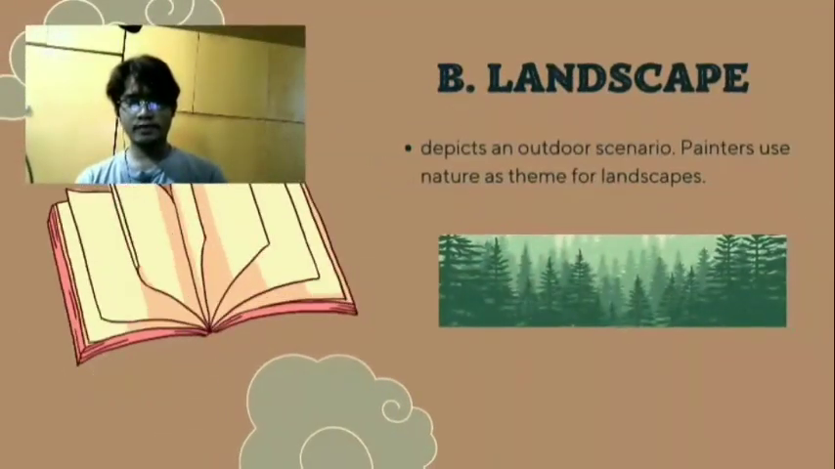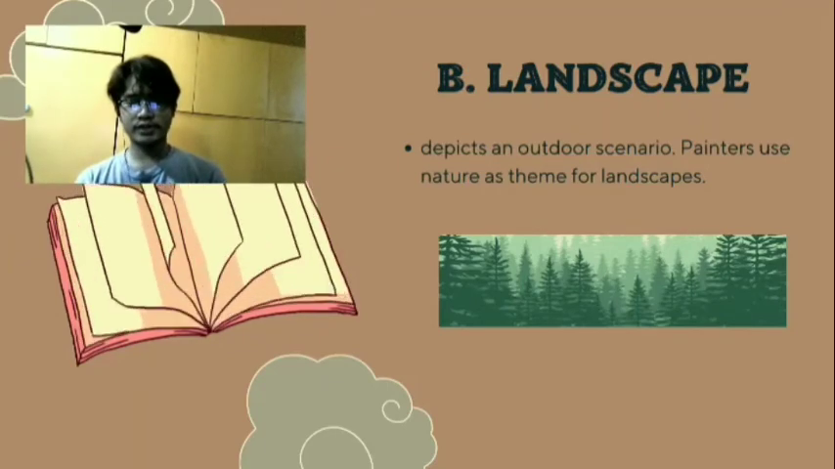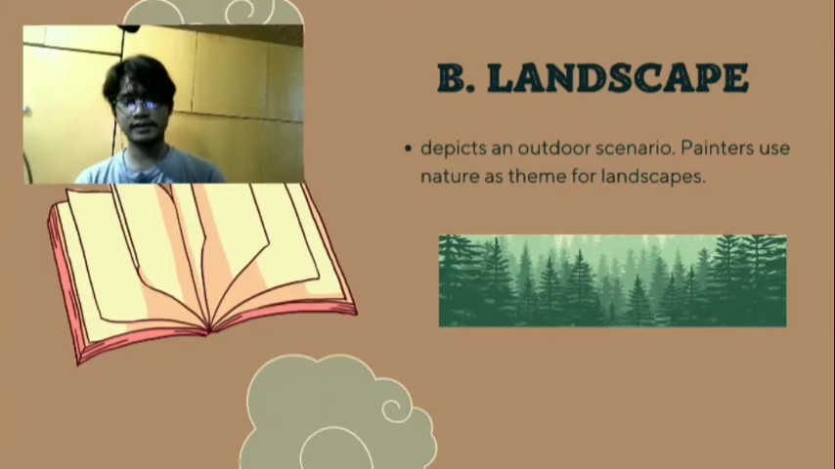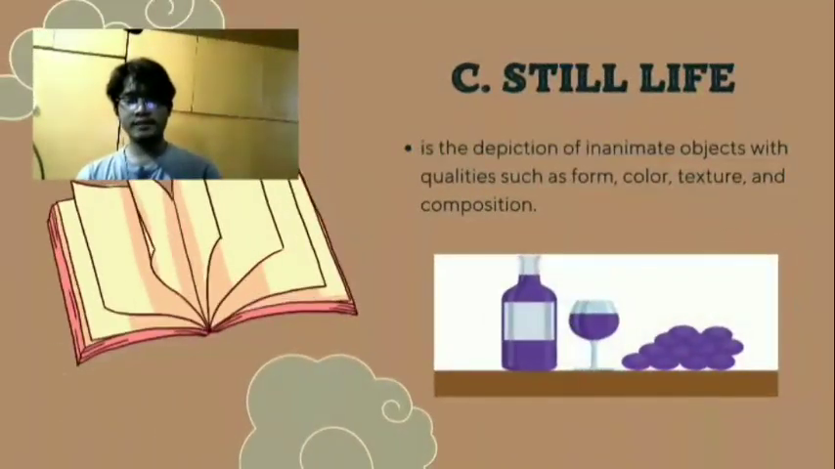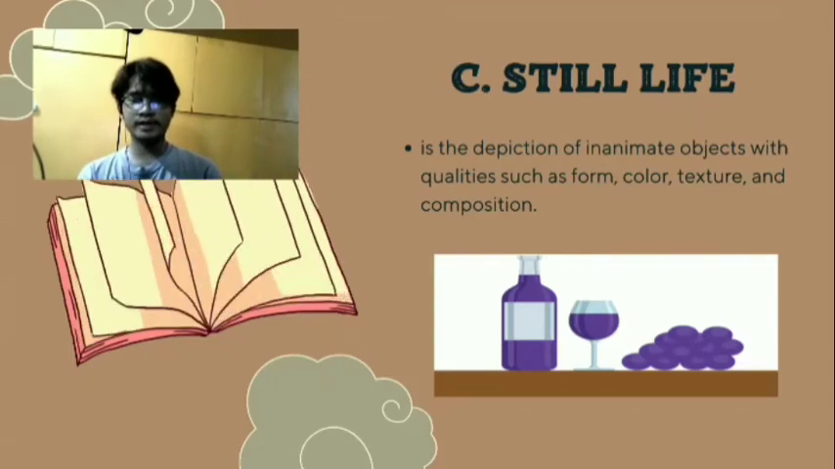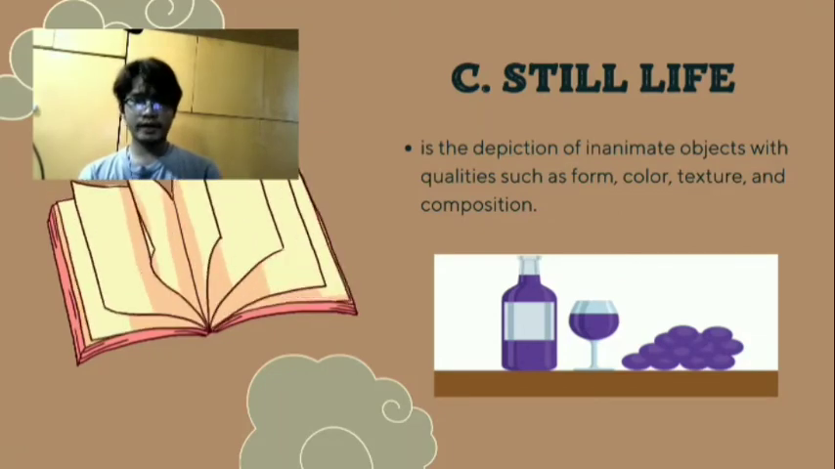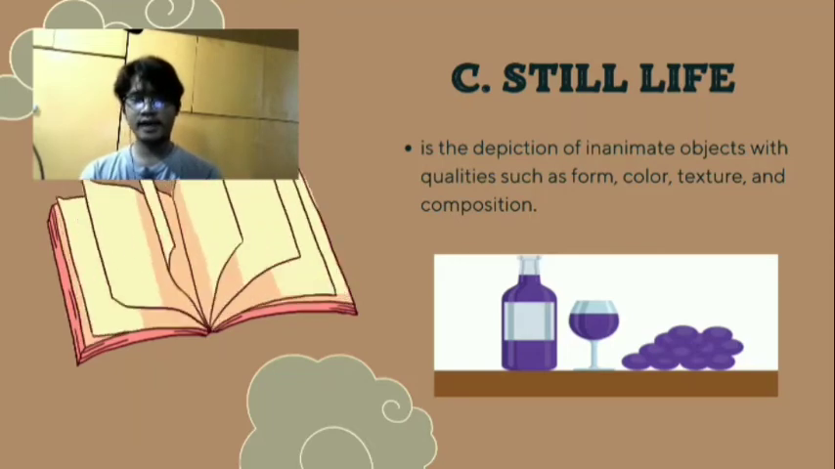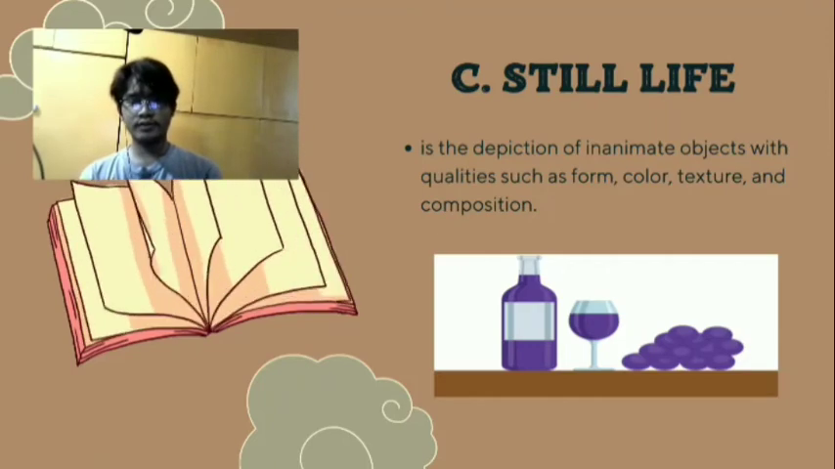Another example of a painting is landscape. It depicts a natural scenario. Painters use nature as theme for landscape. As you can see in the picture, it is a landscape painting of a forest. Another example of painting is still life. It is the depiction of inanimate objects with qualities such as form, color, texture, and composition. Still life paintings are created with fruits or food like that.